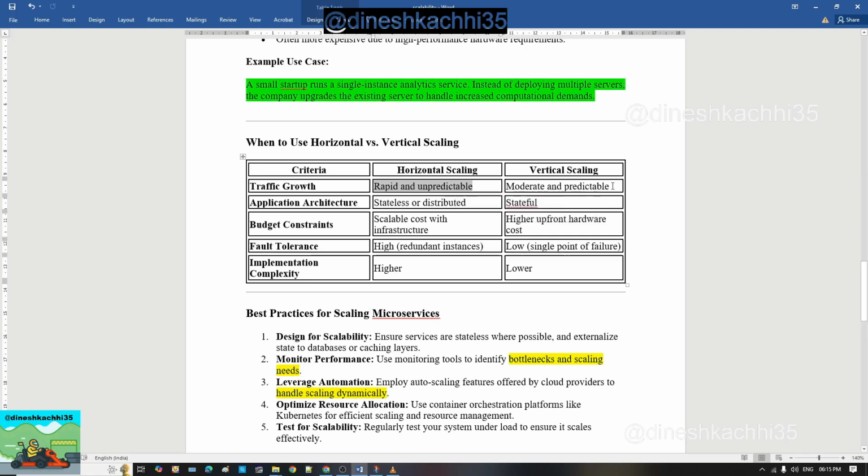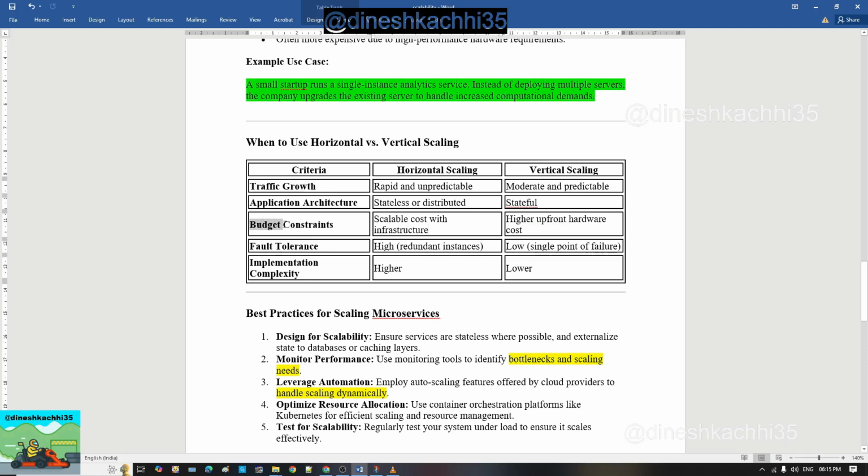In this case, we can go with vertical scaling, but sometimes there is a suddenly rapid, unpredictable user increase, so we'll go with horizontal scaling. This is the most important point for deciding to implement either horizontal or vertical scaling. The second point is application architecture. If your application architecture is stateless or distributed, you can go with horizontal scaling. If the architecture is stateful, you'll go with vertical scaling.